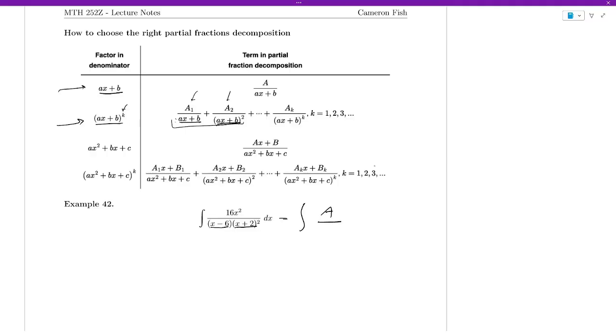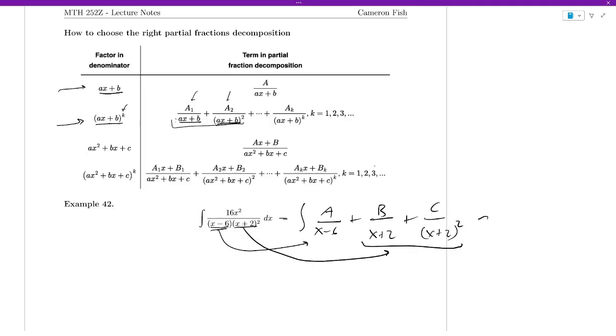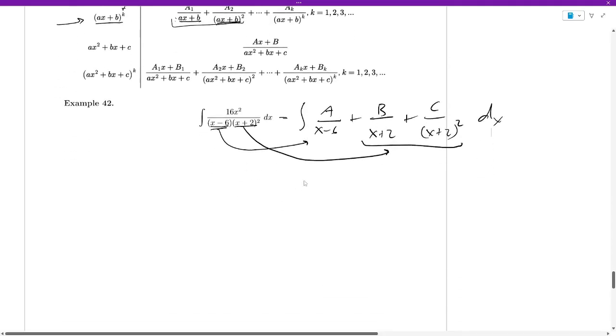So I can write a over something plus b over something plus c over something. The first one's going to be your x minus 6. Just copy that. The second one is going to be x plus 2. And then the third one is going to be x plus 2 squared. So this x plus 2 thing sort of generates the list of 2 fractions, one that has x plus 2 to the 1, and then one that has x plus 2 to the 2. And then this guy generates just this one.